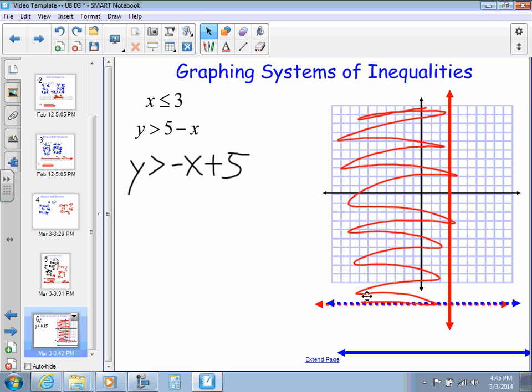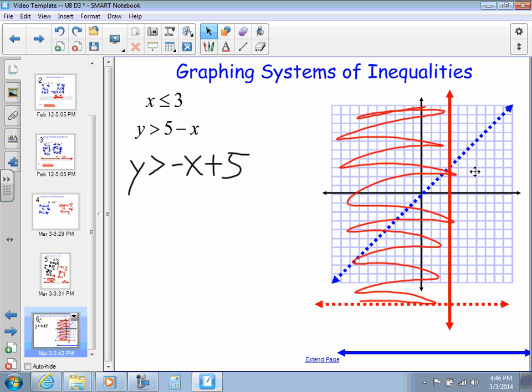So let me take this line here, and let me give it a slope of negative 1 if I can. I think I got that about right. And now it's going through positive 5. So let me move it. Whoops, and I'm trying to move the wrong one. Move it up to a positive 5. 1, 2, 3, 4, 5, right there.